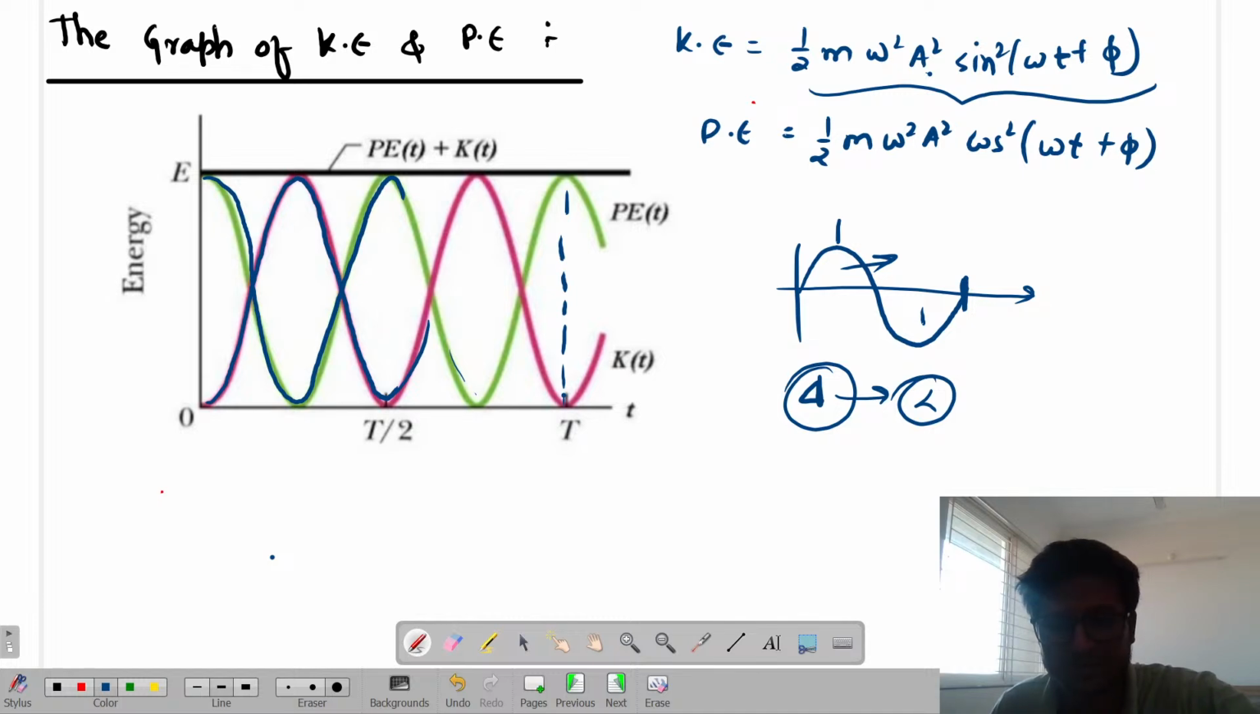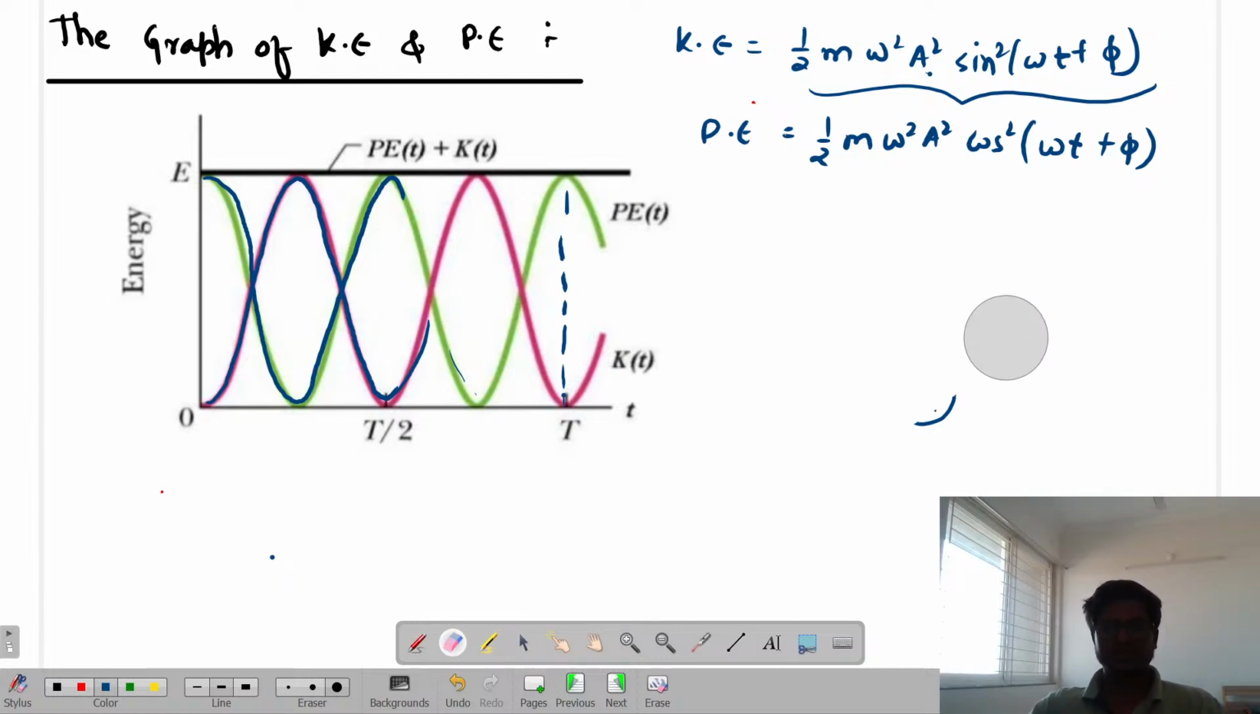A different kind of sound is appearing. Okay. Sorry. Okay. So let us just talk about that. Now, this was the kinetic energy versus potential energy relation.